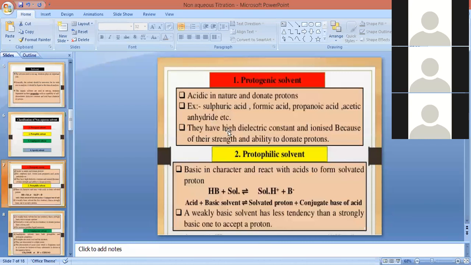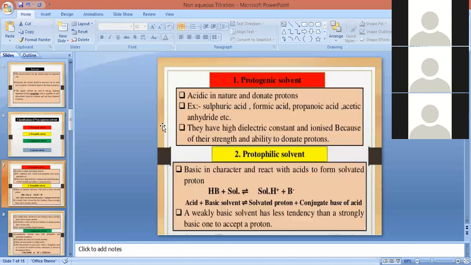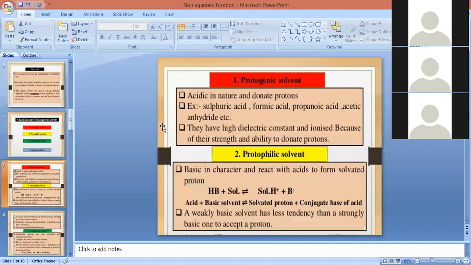Next, these solvents have a high dielectric constant and are ionized because of their strength and ability to donate the proton. Since they easily donate the proton, they have a high dielectric constant and they can easily be converted into plus and minus charges, and a chemical reaction is easily possible between titrate and titrant, and the endpoint can be determined.